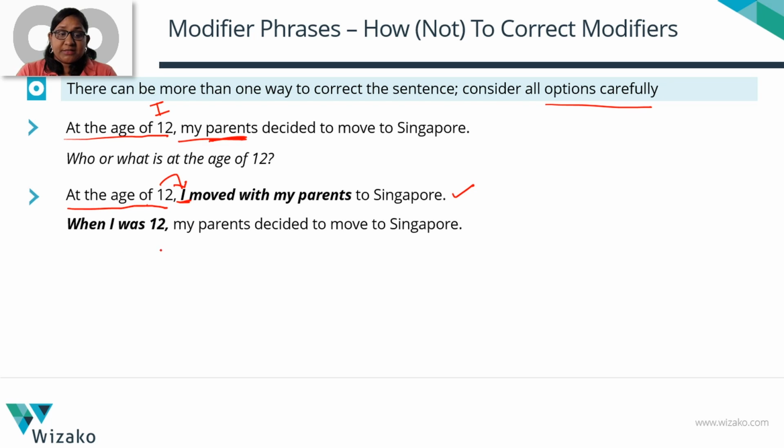So you need to keep your mind open to other possibilities. So when I say something like this, when I was 12, my parents decided to move to Singapore, it's also perfectly fine. I've introduced the I within the modifier and I still have clarity. When did this happen? When did your parents decide to move? When I was 12. So you have a time reference given here. This sentence is perfectly fine as well. There's nothing wrong with it. How do I determine which of these two constructions will be the right usage? What if I'm given both these in my answer options?